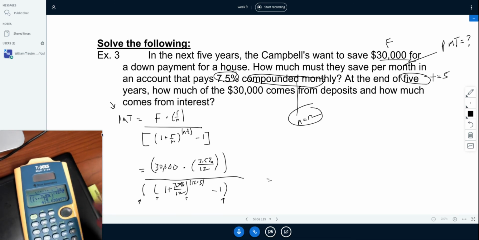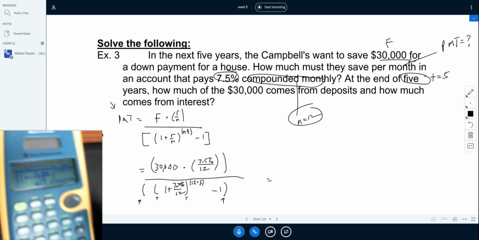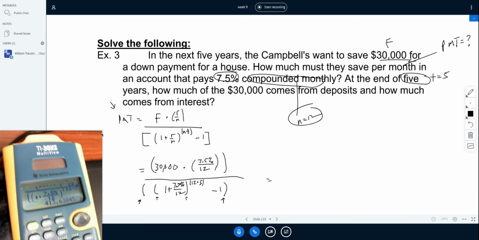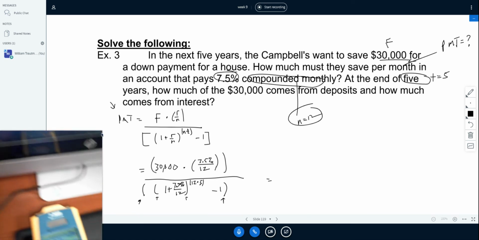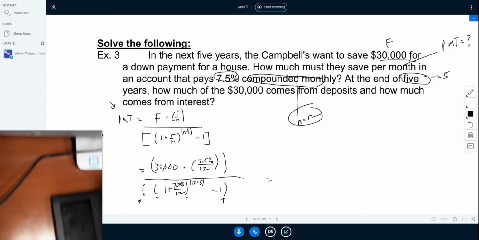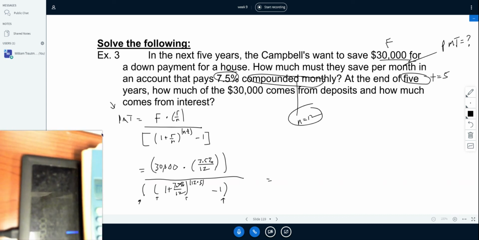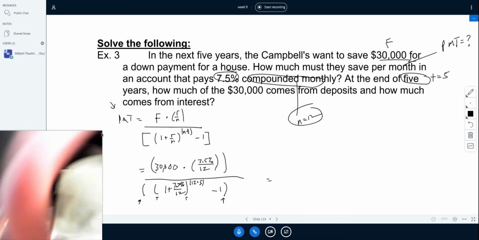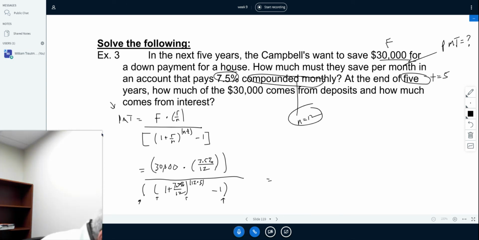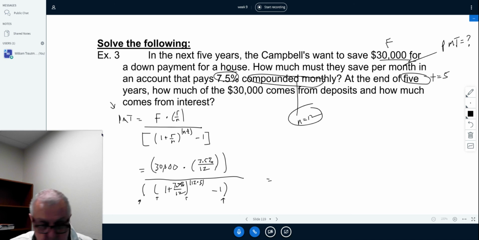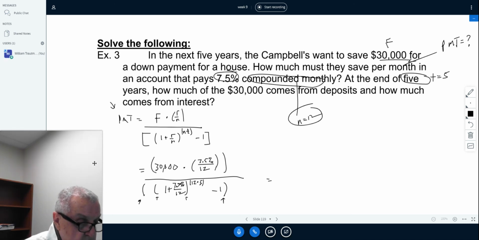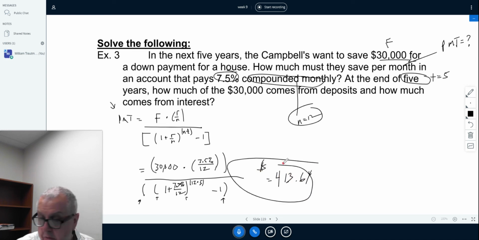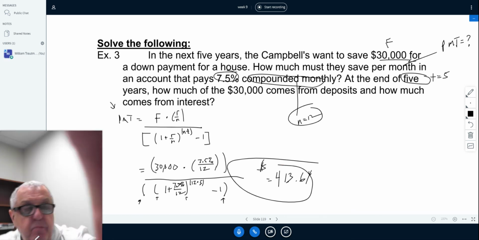And the payments I need to make are $413.64. There it is. So my calculator shows $413.64. So I need to make those monthly payments every month for 5 years, and I'll have $30,000 in the bank.